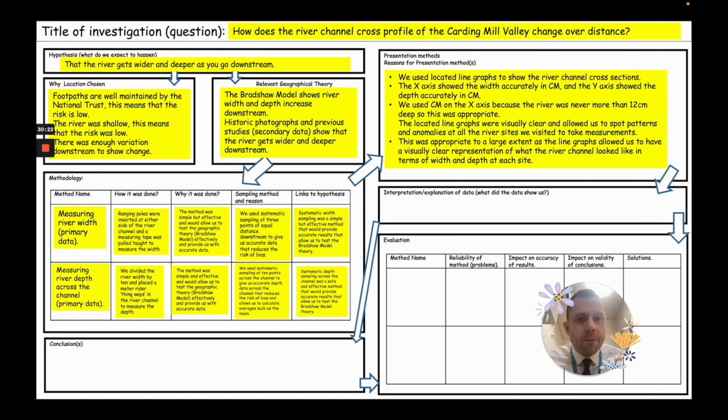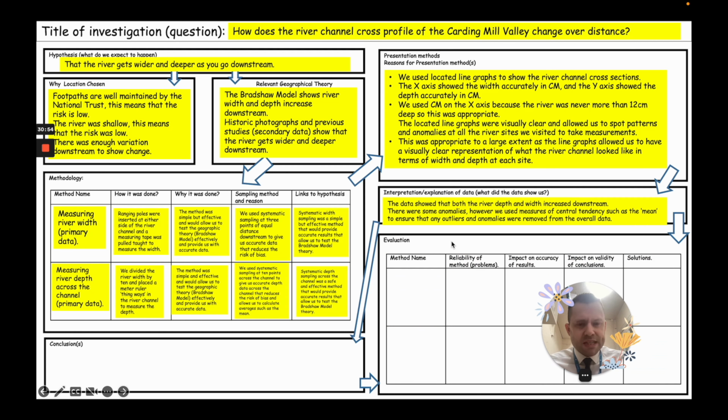Now, the located line graphs were visually clear and allowed us to spot patterns and anomalies at all the river sites we visited to take measurements. Okay? So if you looked at those line graphs, you could very quickly say, oh, it's very deep there. Is that an anomaly, or is that an issue with the reliability of the method? Or, hang on, that looks really shallow there. I expected it to be deeper. And you can quickly spot these patterns. Okay? So, we presented our data.